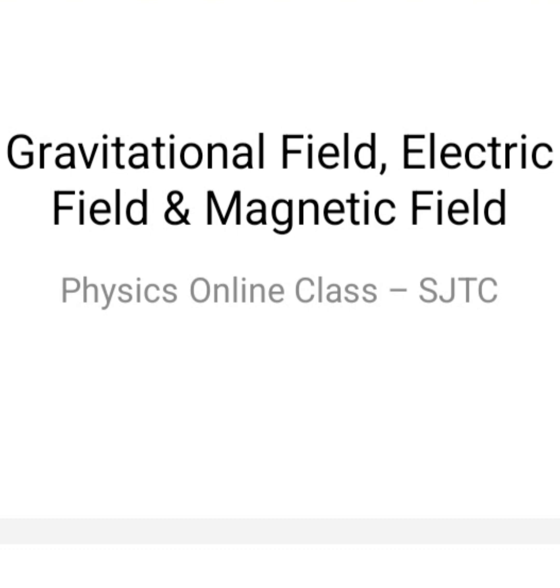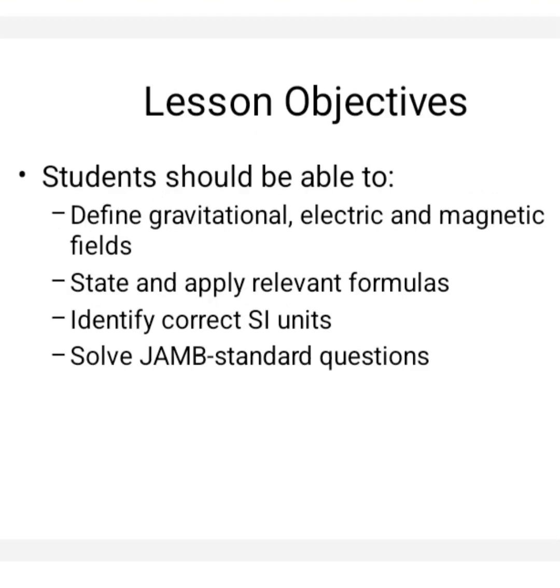However, we have three types of field. We have the gravitational field, the electric field, and the magnetic field. More so, in this lesson, the objective is that every student should be able to define gravitational field, electric field, and magnetic field, state and apply relevant formulas, identify the correct SI unit, and also have the ability to solve JAMB standard questions.